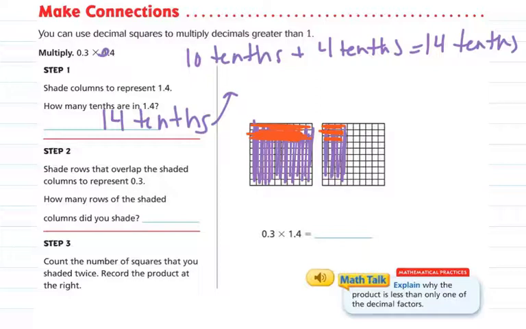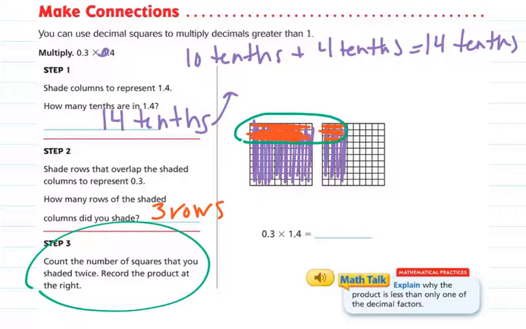How many rows did we shade? We shaded 3 rows, boys and girls. So now remember, our product, boys and girls, can be found by the overlapping rows and columns. So boys and girls, if we think about it, we can think about this as 2 multiplication problems together. Here it says, count the number of squares that you shaded twice and record the product. What I like to do is I see here, I have 4.